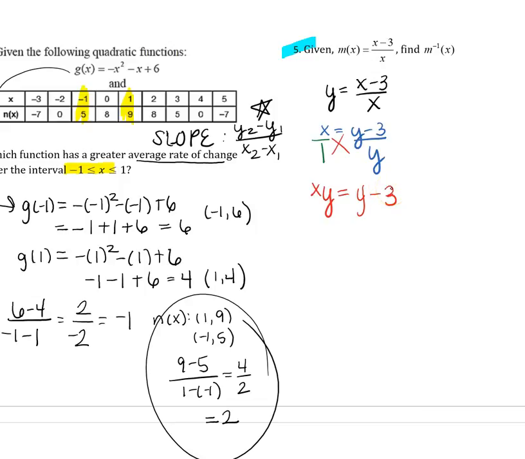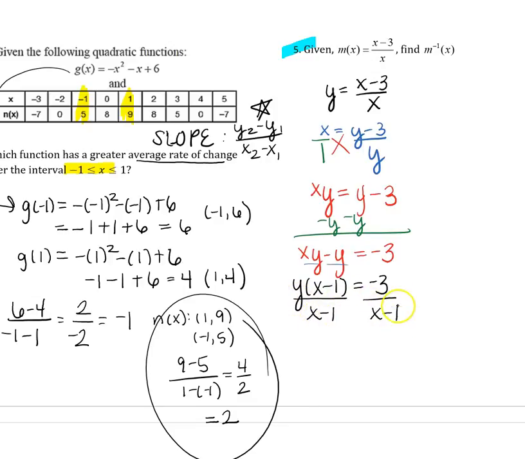Now the key is to get the y's together. So I'll subtract y from both sides. So I get xy minus y equals negative 3. And then I'll factor out the GCF of y, because then that will give me 1y. Now that I have 1y, I can divide both sides by x minus 1, and then I would have solved for y.